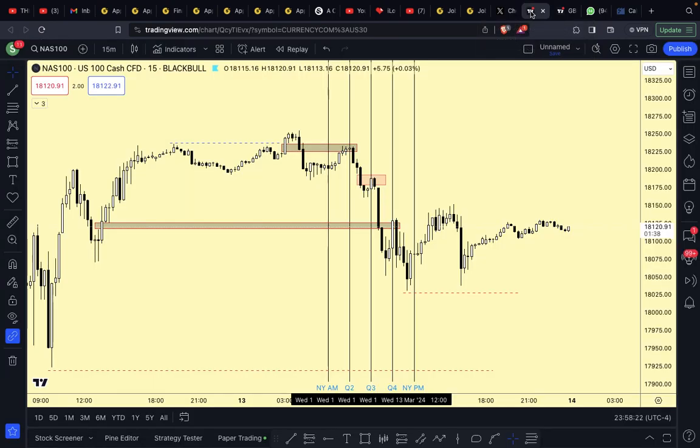And I think we could go lower. If not, a low resistance liquidity run.